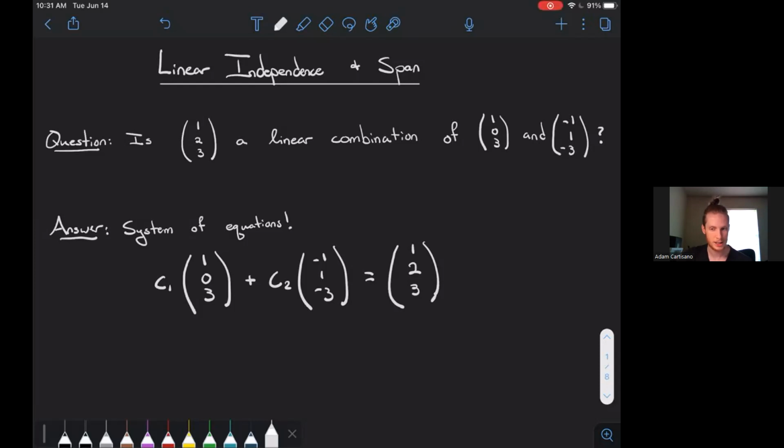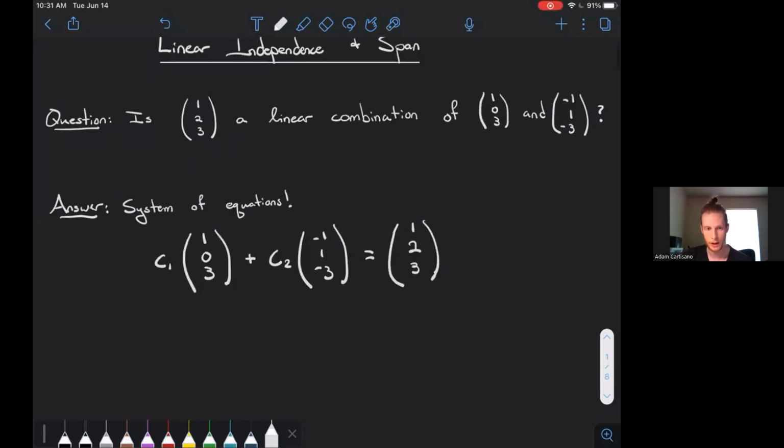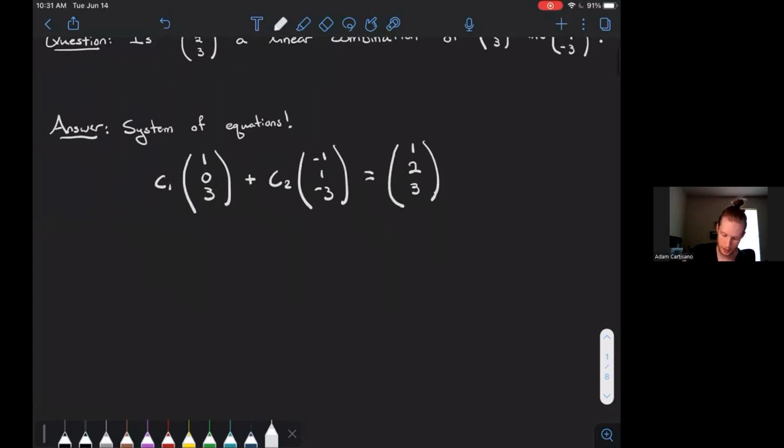But notice this is secretly a system of equations. Let me write it out for you. It's c1 minus c2 equals 1. 0 plus c2 equals 2. And 3c1 minus 3c2 equals 3. All I did was distribute the c1 and the c2 and then add row by row.